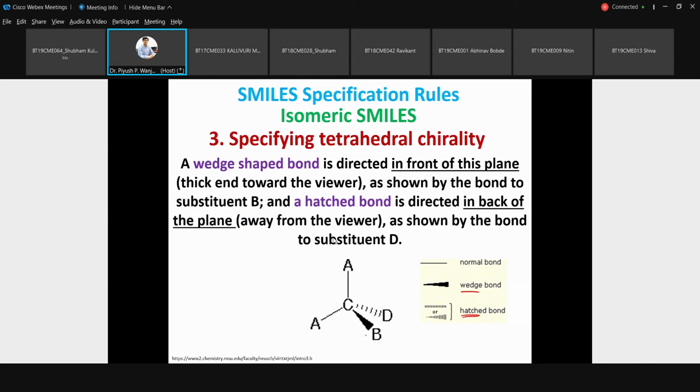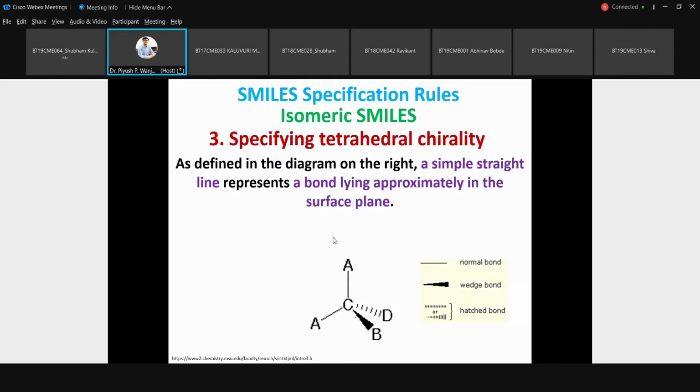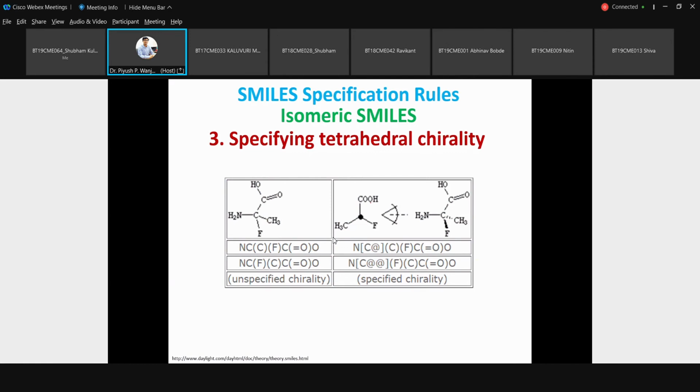So B, then A, and then D in some particular three-dimensional way. You have to visualize the structure. I will try to be more clear. Okay, so you have understood the meaning of this wedge bond and hash bond. So you can consider CH3 is on the back of the plane and the fluoro group is at the front.